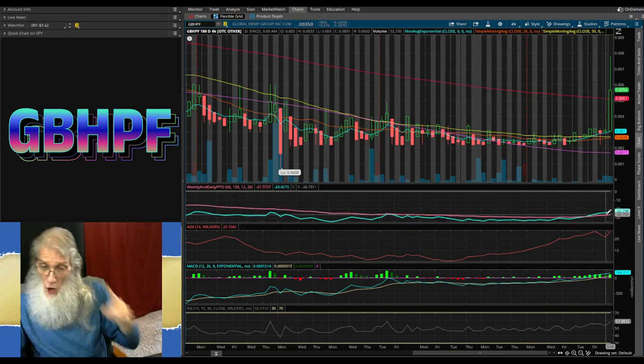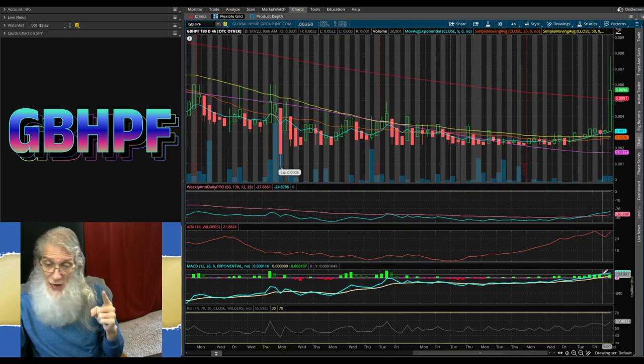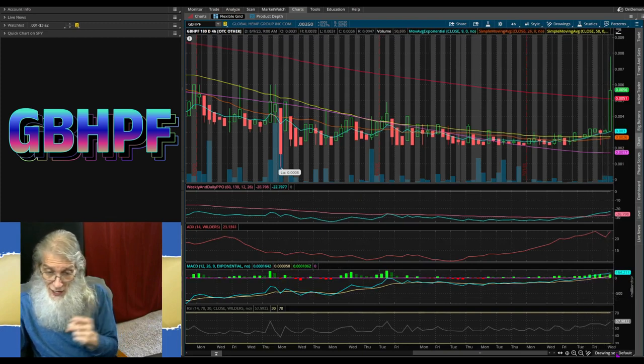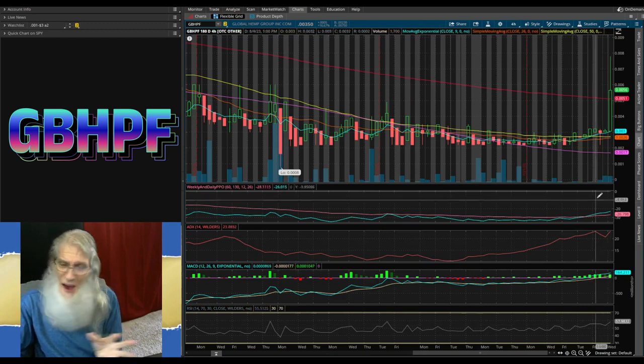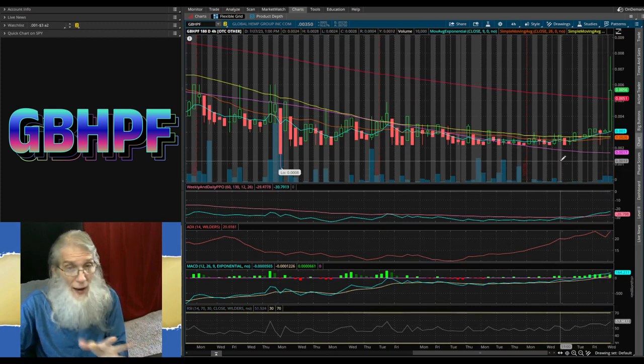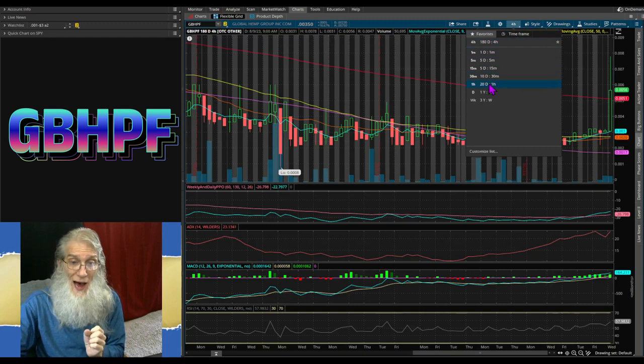Oscillators. Our PPO is pushing up nicely, just like the MACD. Green bars are accumulating. RSI is pushing up. It is currently at 57. Volume is low. No doubt about that. Some volume would help this a lot.